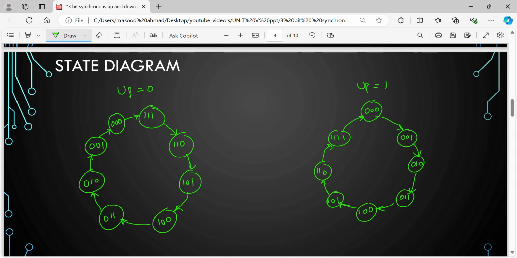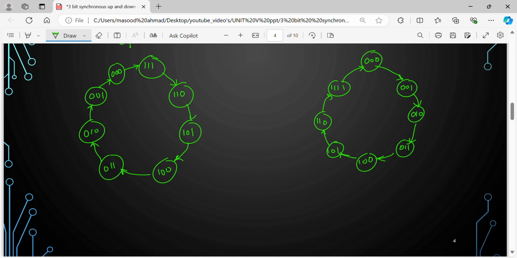So this is the 3-bit up counter and the 3-bit down counter. This is called the 3-bit synchronous down counter.